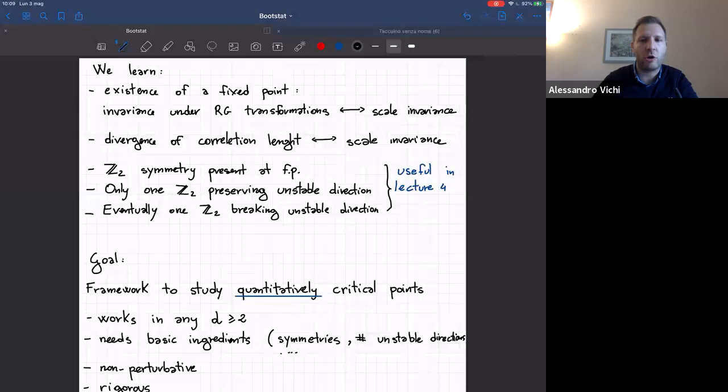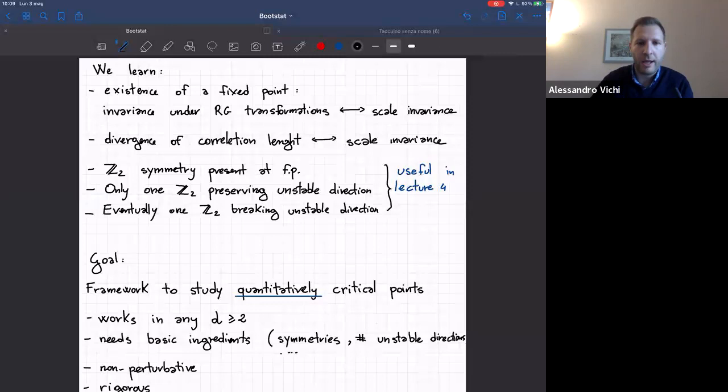So you reach a point where by zooming out, by looking at the system farther and farther, the system behaves always in the same way. This is a manifestation of scale invariance. This is what we mean by scale invariance. The system looks the same no matter which energy scale or which length scale you look at.